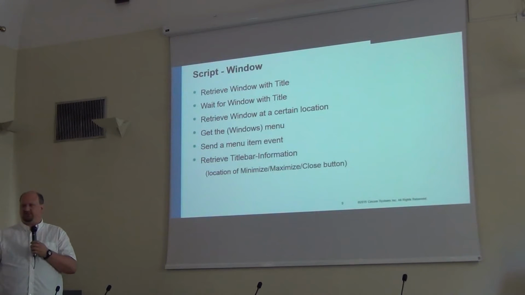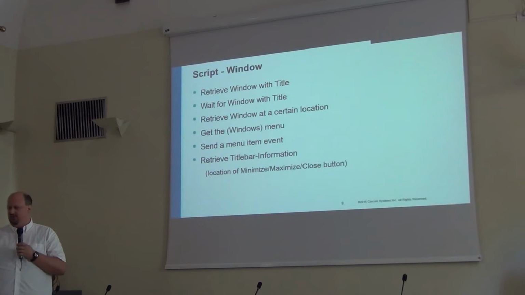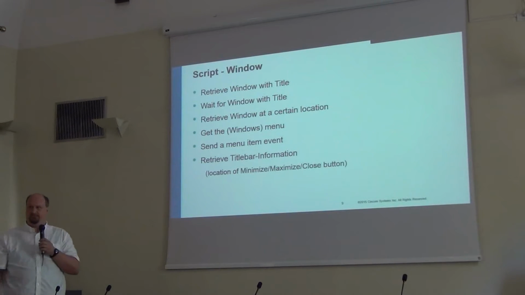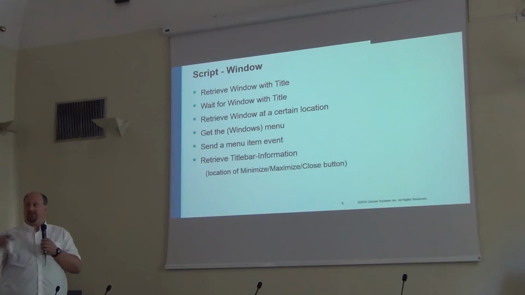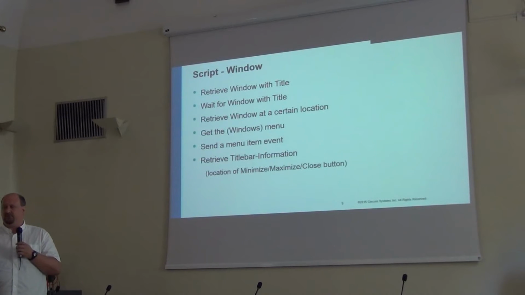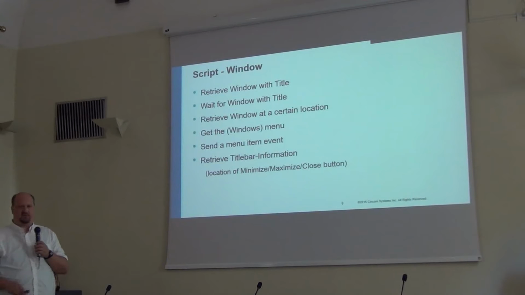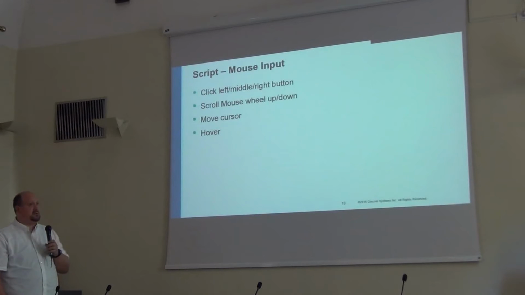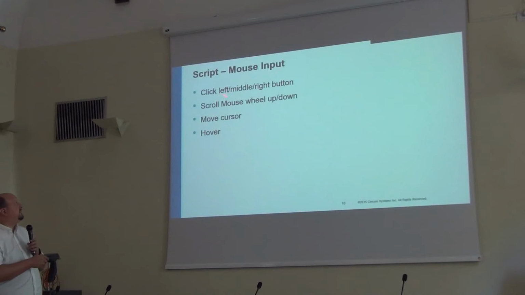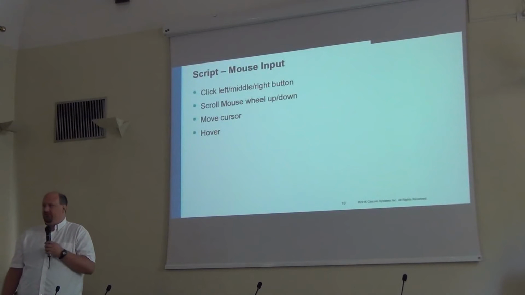Personally, I'm just lazy. I just ask the computer, where's this red X button, where's my title bar information, and put the mouse there and then execute the click, and the computer does the rest for me. So no matter where this window is on the desktop, I always get the right location and I always get the click in the perfect location, not off by a couple of pixels. Mouse input, they are the very basics. Left, middle, right button, the scroll wheel, moving the cursor, the hover operation, nothing fancy there.